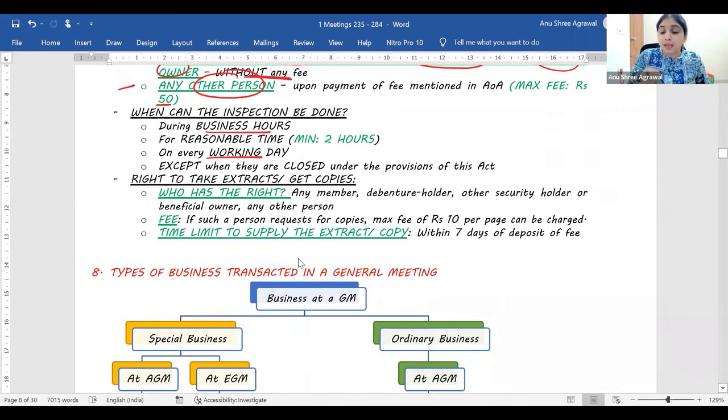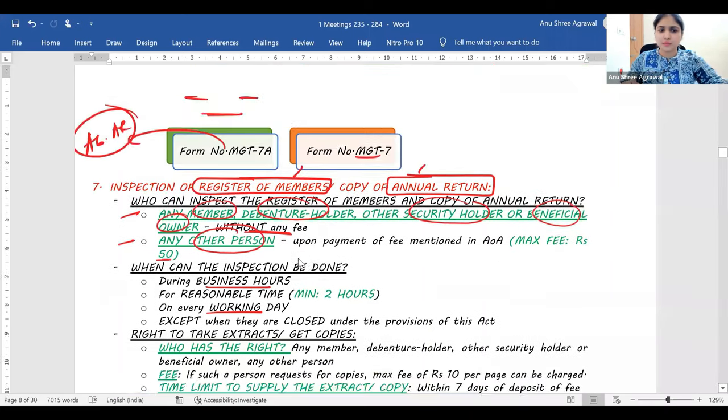But for a copy, can we charge a fee? See, soft copy, we don't charge a fee. Hard copy, we can charge a fee, maximum 10 rupees per page. In case they're asking us for a copy, we have to give them the copy within how many days? Within 7 days. Okay, this was simple.